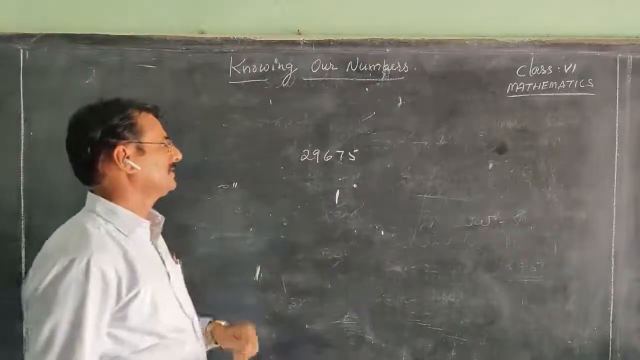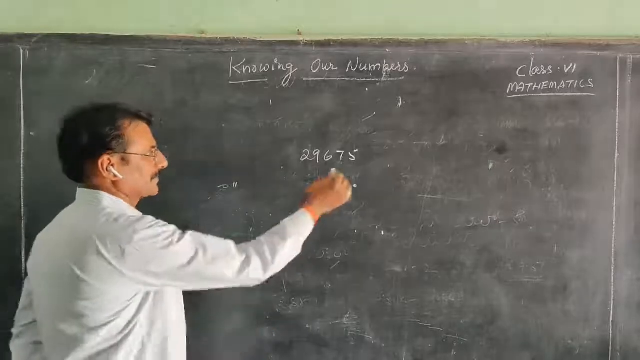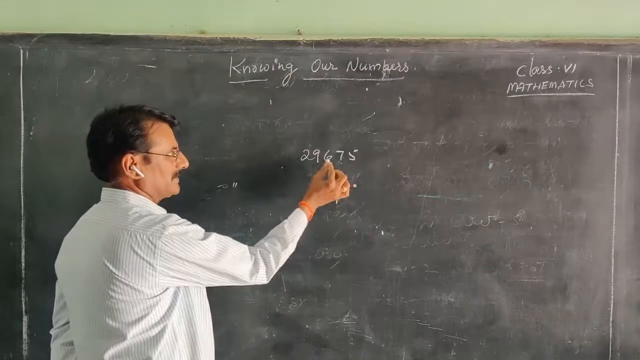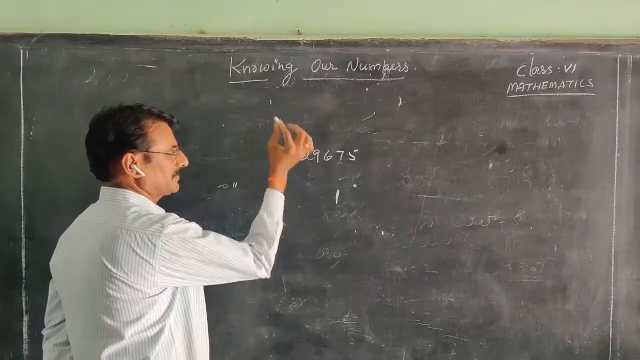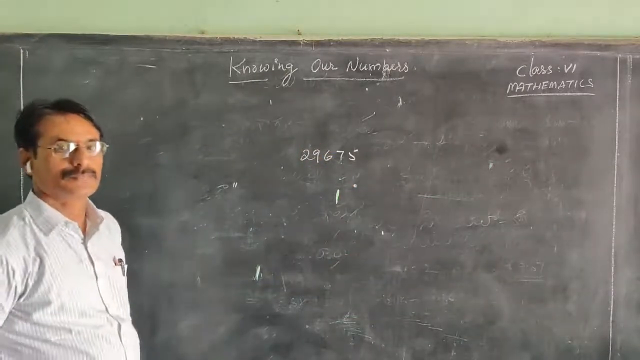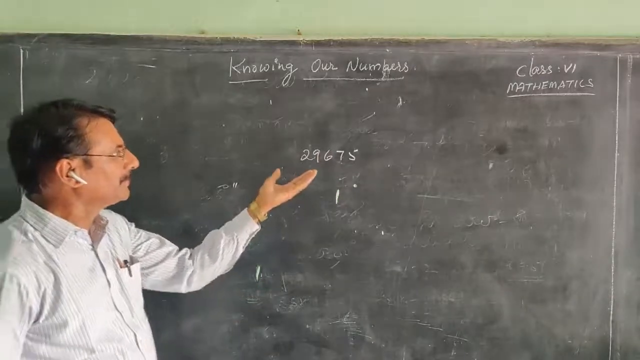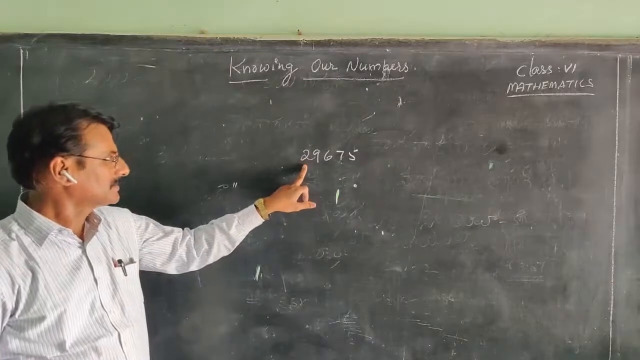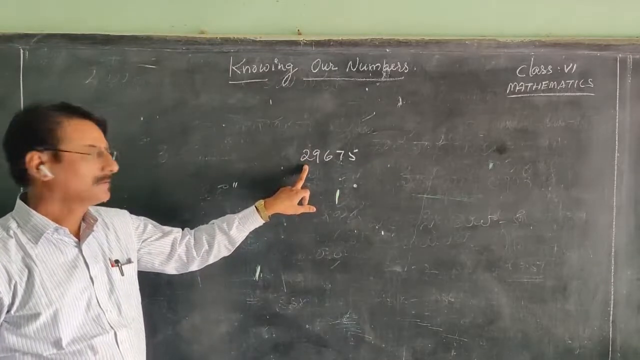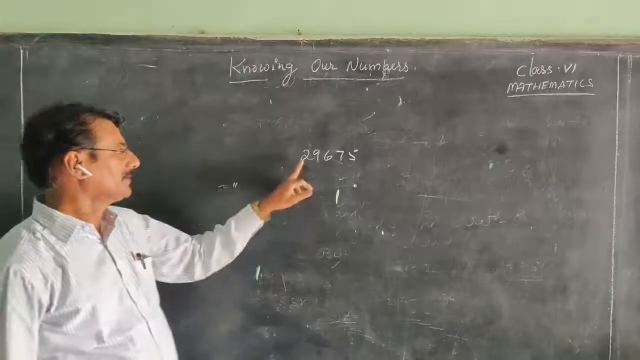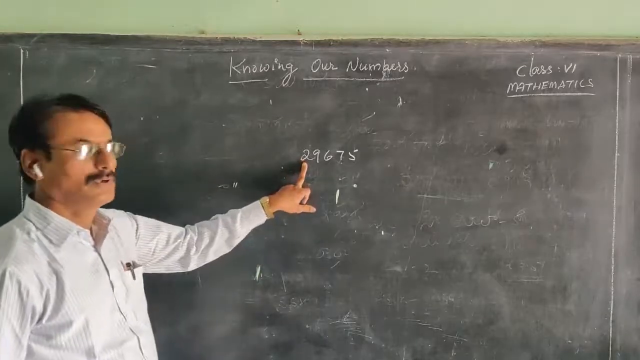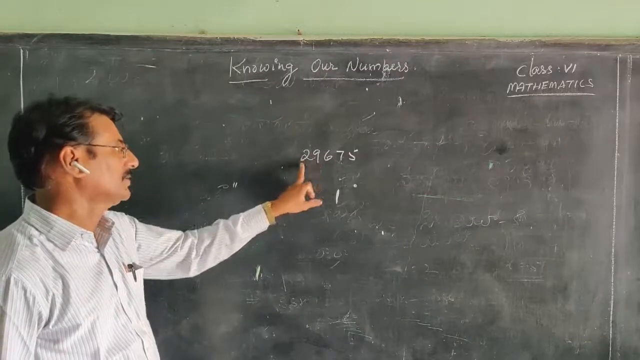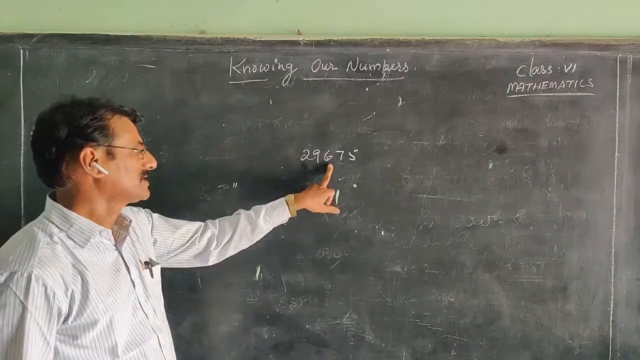How to write this one? It is a 5-digit number: ones, tens, hundreds, thousands, 10,000. You went up to thousands. That means the highest place here is 10,000. In the 10,000 place there is a 2: 20,000. 9 in the thousands place: 9,000. 29,675.